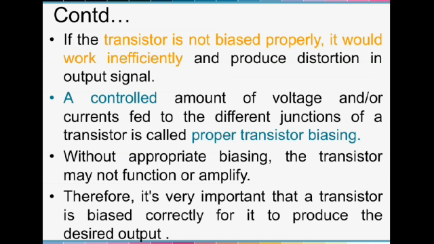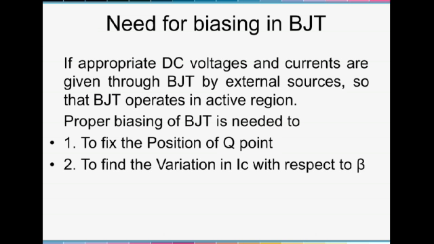If the transistor is not biased properly, it would work inefficiently and produce some distortions in the output signal. That is why it is compulsory to bias the transistor in a proper way. Biasing means providing a controlled amount of voltage or current that is fed to the different junctions of the transistor, and this controlled voltage and current is given in a proper way. Without appropriate biasing, the transistor may not function or amplify. Therefore, it is very important for a transistor to be biased in a proper way to obtain the desired output.